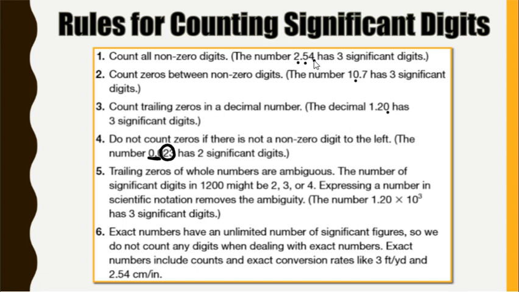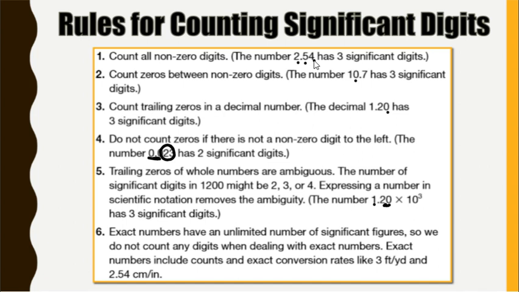Rule number 5, trailing zeros of whole numbers are ambiguous. The number of significant digits in 1,200 might be 2, 3, or 4. Expressing a number in scientific notation removes the ambiguity. The number 1.20 times 10 to the third has 3 significant digits. As you can see them all listed here.